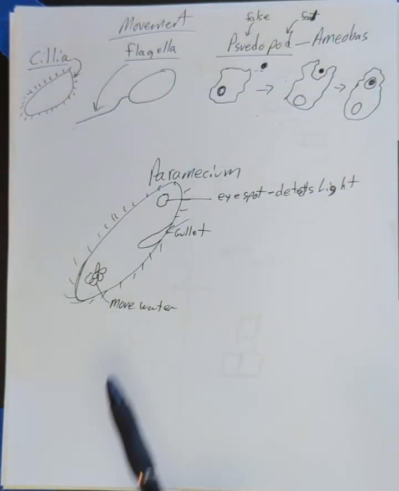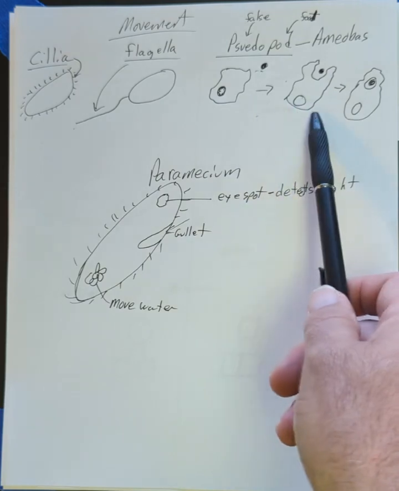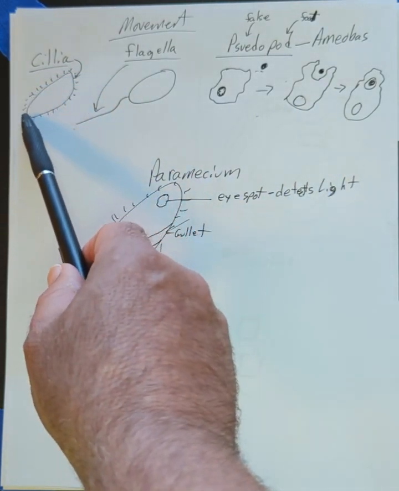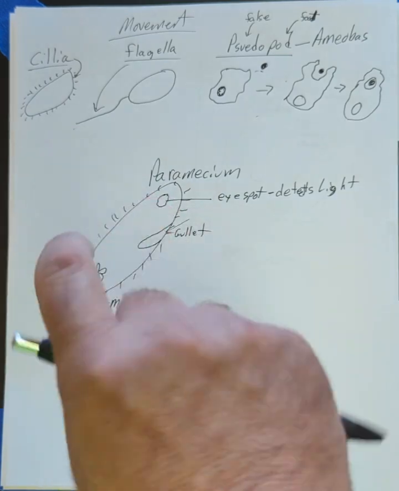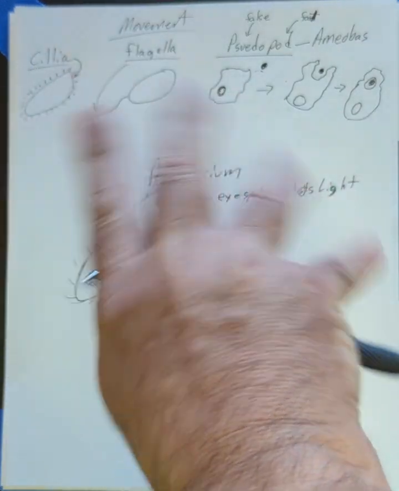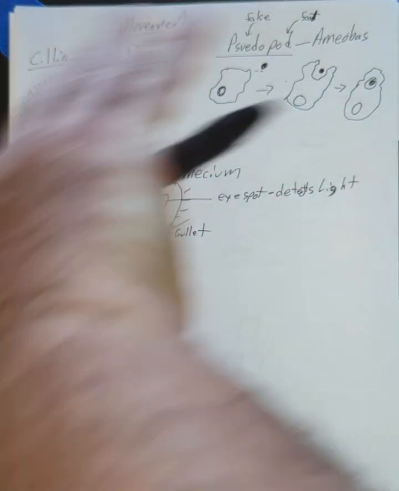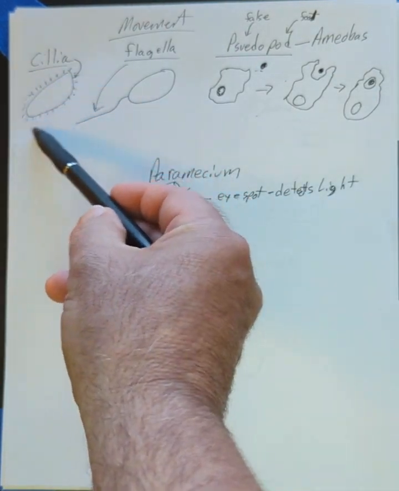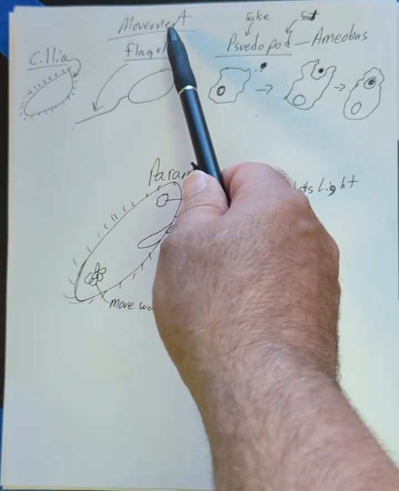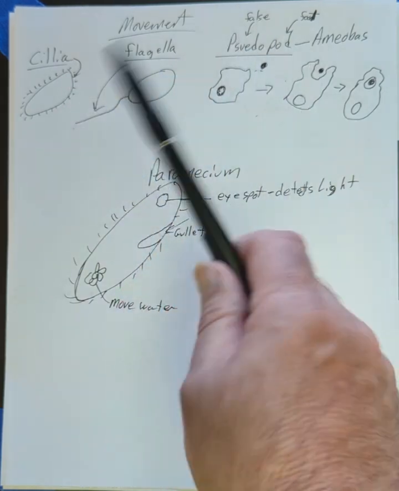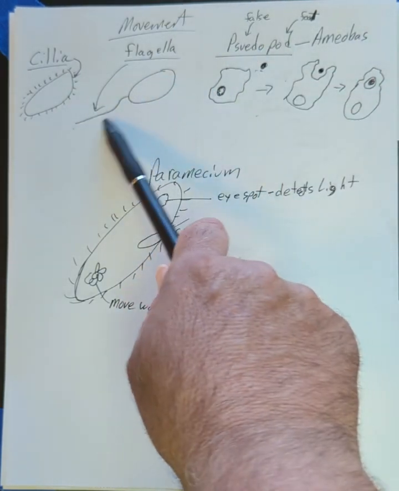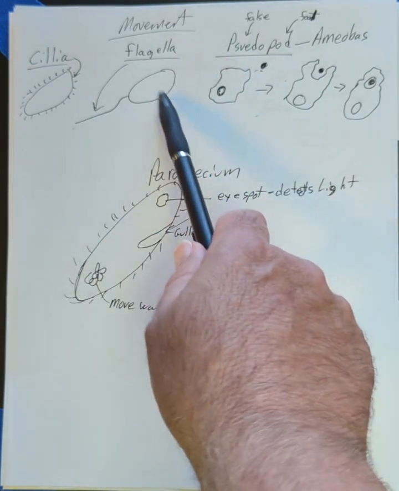All right. Systems of movement in microorganisms. Cilia are these little hair-like things all around the cell, and as they wiggle, they move the cell. Kind of like you might move your arm through the water. That's how they move. Flagella is like a tail, and as it whips back and forth, or sometimes it kind of wiggles, it moves the cell forward. So that could be like a bacteria.